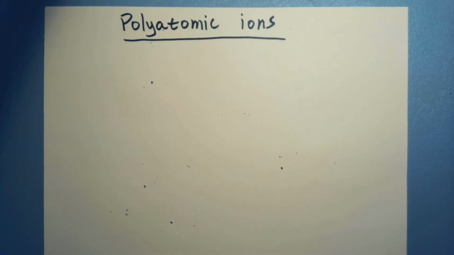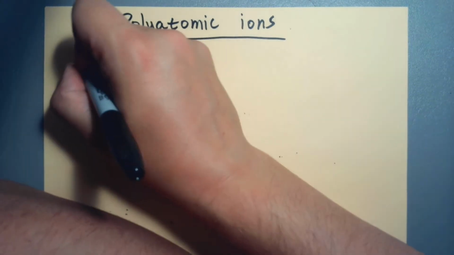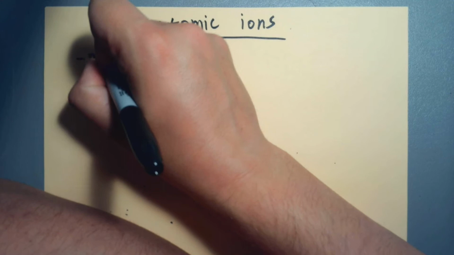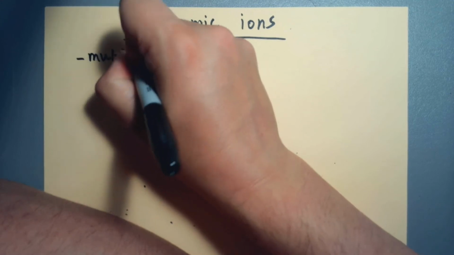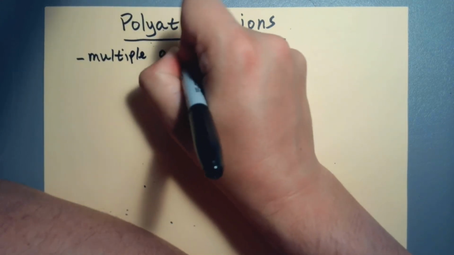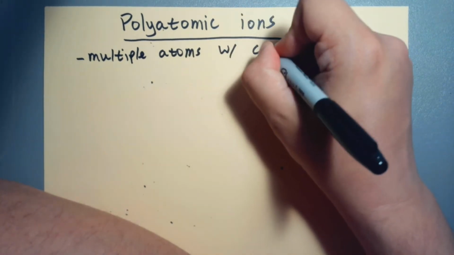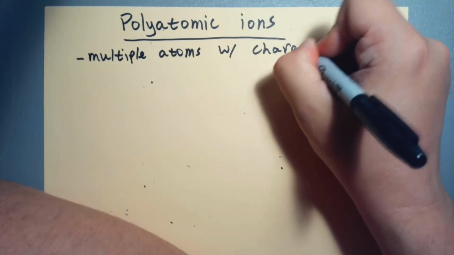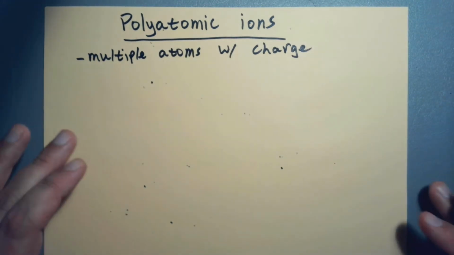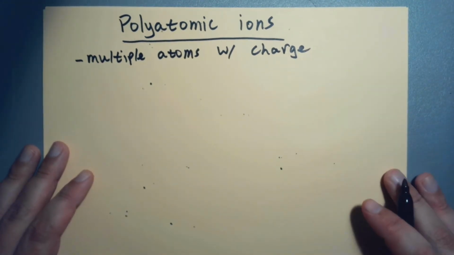Alright, so we got one last type of ion to talk about here, and that's polyatomic ions. These are made out of multiple atoms, but they still have a total charge. So they have too many or not enough electrons. Most of them are going to have too many, as you'll see in a second.